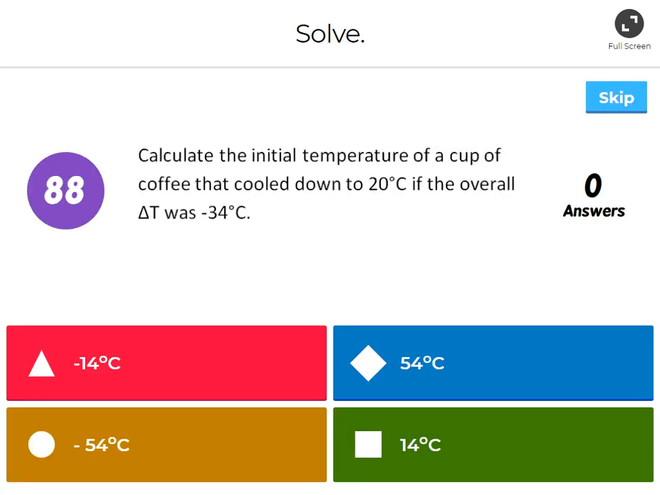Calculate the initial temperature of a cup of coffee that cooled down to 20 degrees Celsius if the overall delta T is -34.